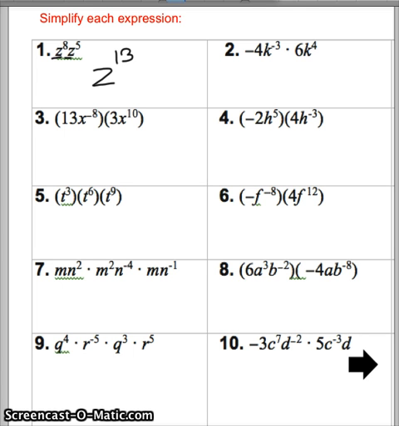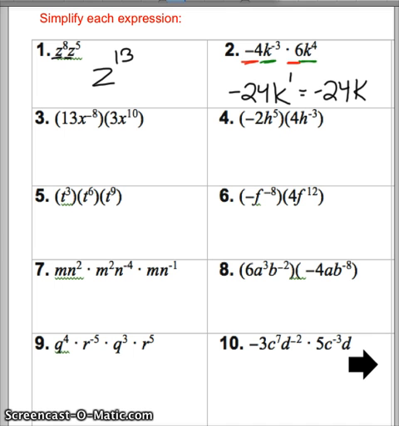All right, now, number 2, this is getting back to what I was talking about before. When you have coefficients, so here we have a negative 4 and a 6 that are also being multiplied, the first thing you should do is multiply those together. You get negative 24. Now, focus on the exponents. K to the negative 3, k to the negative 4. Negative 3 plus negative 4 gives you k to the negative 7. Negative 24k to the negative 7.